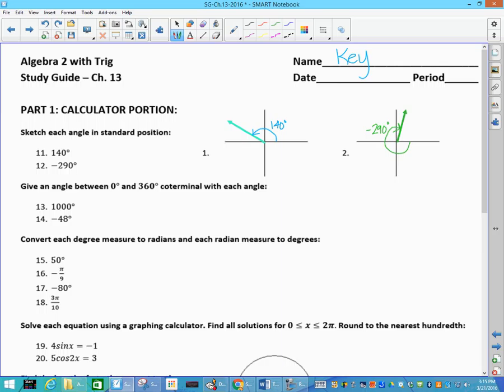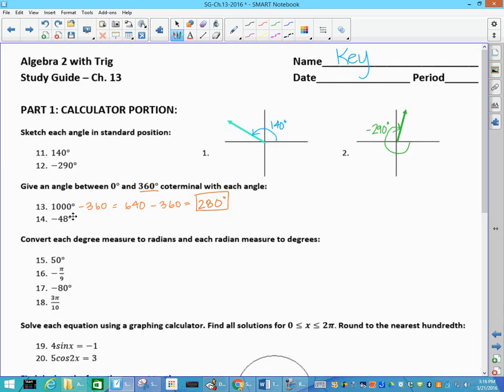Okay, so moving on. Give an angle between 0 and 360 that is coterminal with each angle. Anytime you're doing coterminals, you're basically subtracting 360 from that number. So 1000 minus 360 is going to be 640, which is not a number between 0 and 360. So then you subtract 360 again, and you're going to end up with 280. That's 280 degrees, and that is an answer between 0 and 360.